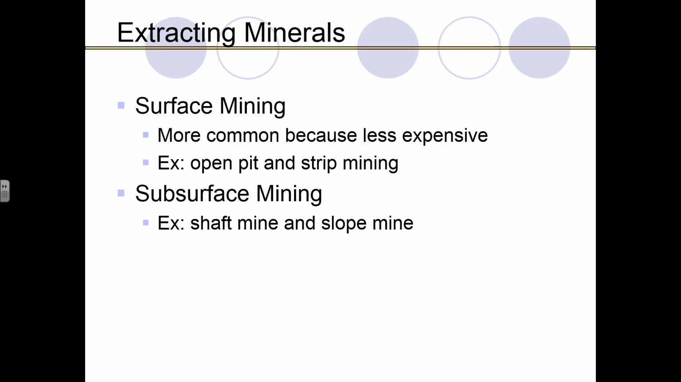Subsurface mining, again, as the name states, you have to go below the surface. It tends to be much more dangerous for miners. So there is the risk of death due to an explosion. Many times there are pockets of methane down in the mine, and so if there is any type of spark or ignition, it can cause a massive explosion. So we would prefer to surface mine. 2 examples of subsurface mining would be a shaft mine and a slope mine.